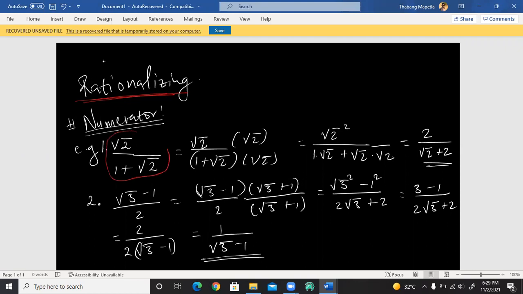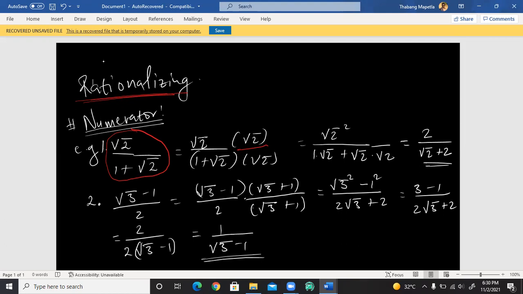root 2 over 1 plus root 2. Rationalizing the numerator, we want to make this number rational, and for it to be rational, we have to square and remove root 2, right? So we are simply going to multiply by root 2 above and beneath. It is a manipulation in maths, which is just multiplying by 1, the multiplicative identity. So multiply by root 2 above and beneath.